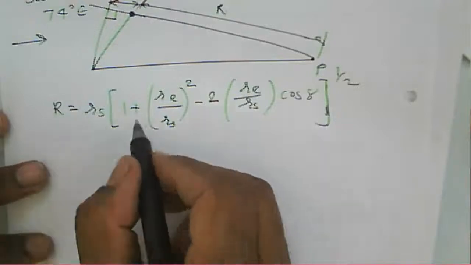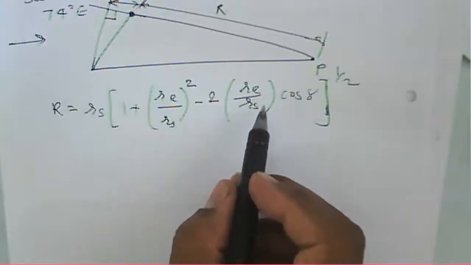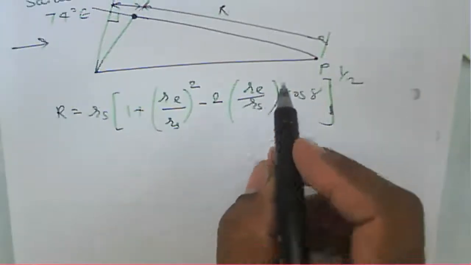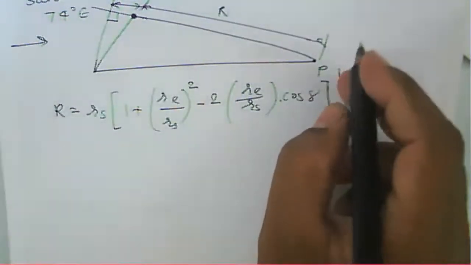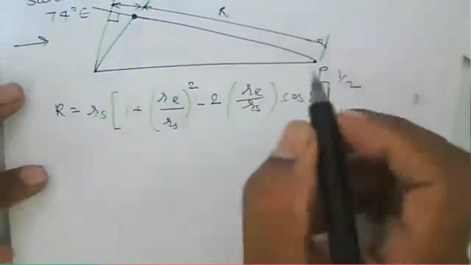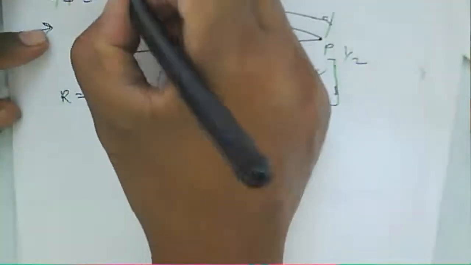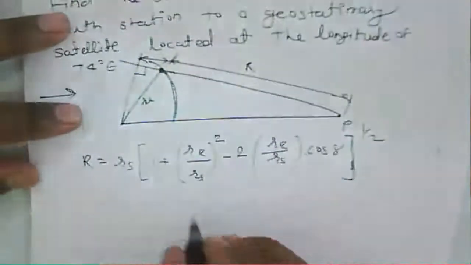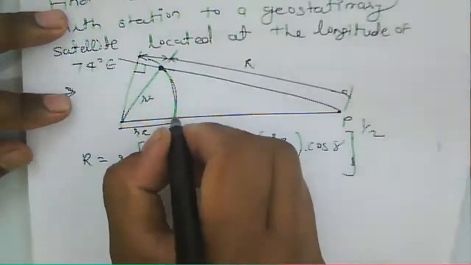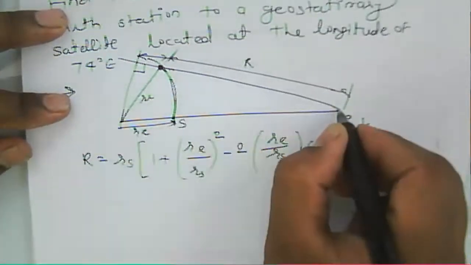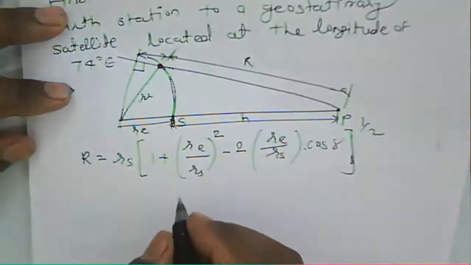So R is equal to the square root of Rs into 1 plus (Re by Rs) squared minus twice of Re by Rs into cos of gamma, that is the central angle. What do we mean by Re and Rs? Re is nothing but the earth radius. Similarly, this one is also the earth radius. From this to this is the sub-satellite point, and here is your satellite. So from this to this is the altitude h.